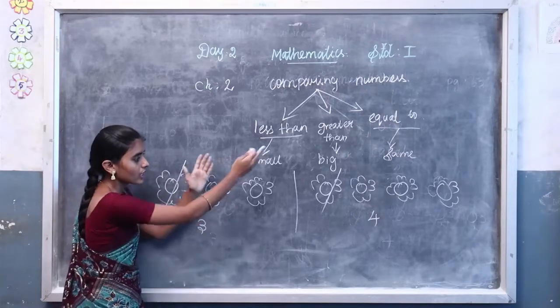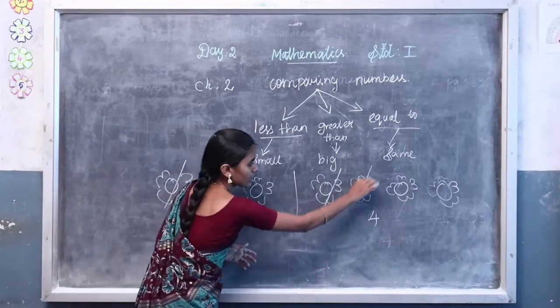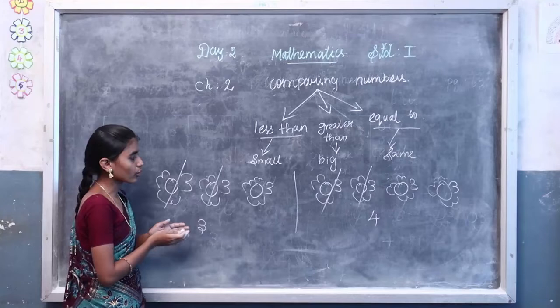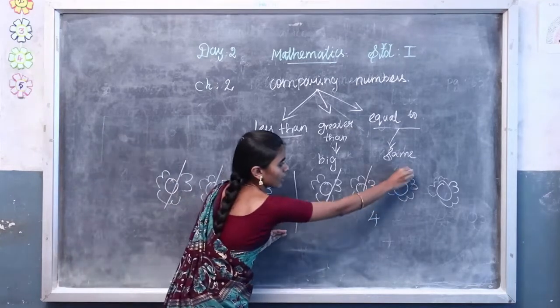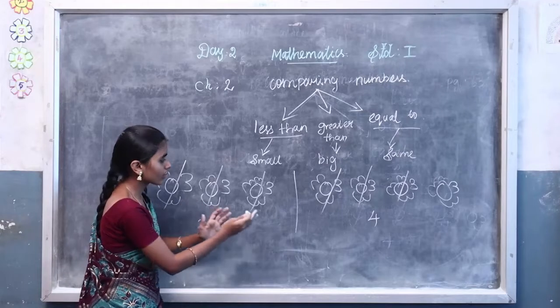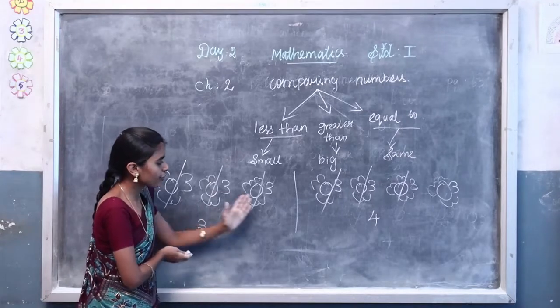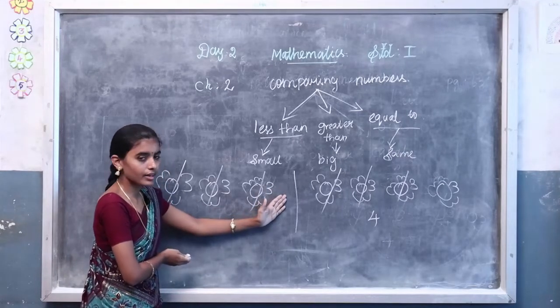Then we strike out the second flower. One flower, here also one flower. So, we strike out that. Then see the third one. Here also one flower and there also one flower. So, we strike out the flowers here. Then see the first group. There is no other flower here.